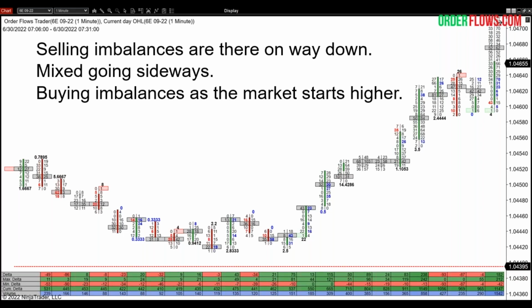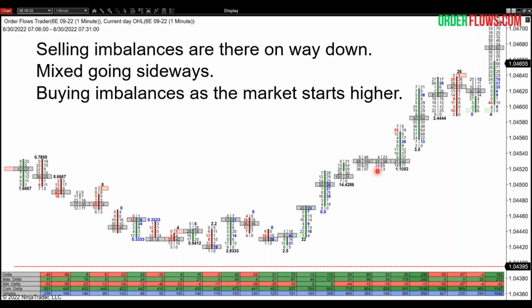Generally, as markets are moving directionally, you're going to see imbalances. As markets are moving down, like here, you're seeing the selling imbalances. You can see these red numbers in a bar. These are selling imbalances. Then as the market starts moving up, it's dominated mostly by buying imbalances. Easy stuff, right? There's nothing complicated about it.